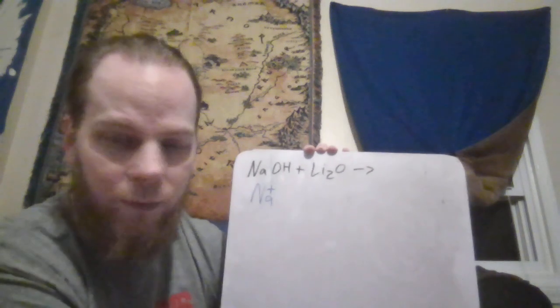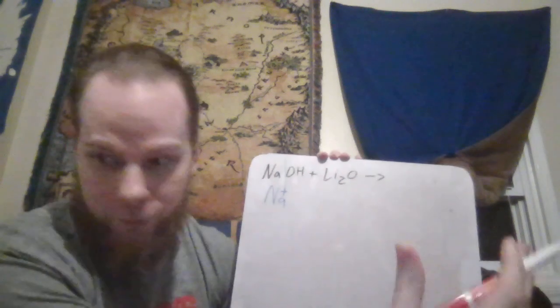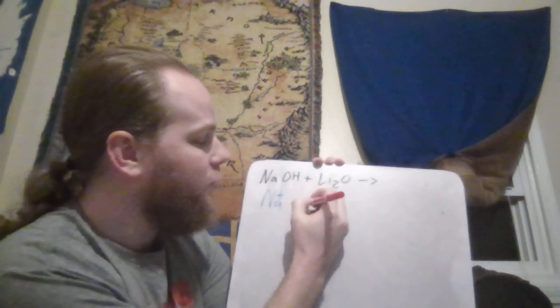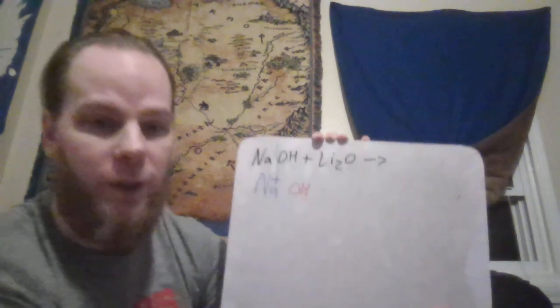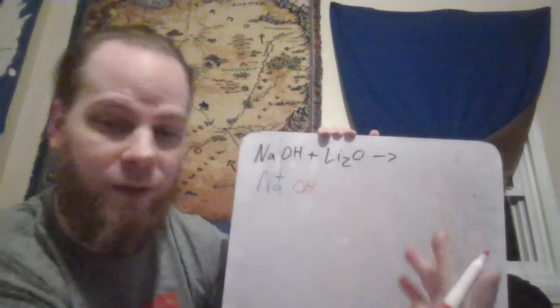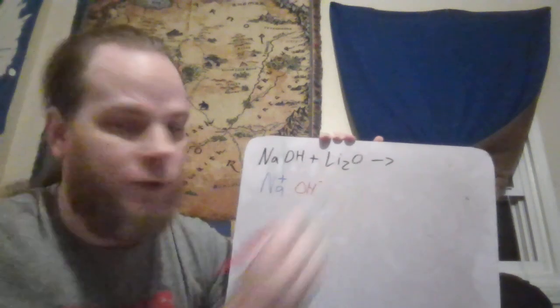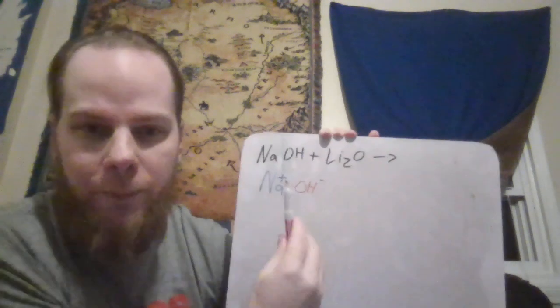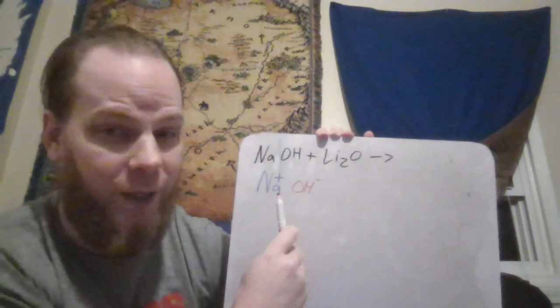The anion is everything else. So OH, what's the charge of OH? Well, it's a polyatomic ion. Polyatomic ion OH is a -1 charge. You could also figure that out based on the fact that the sodium was a positive charge.